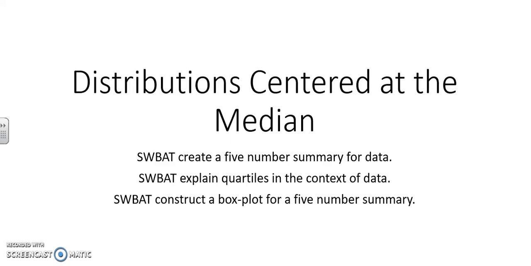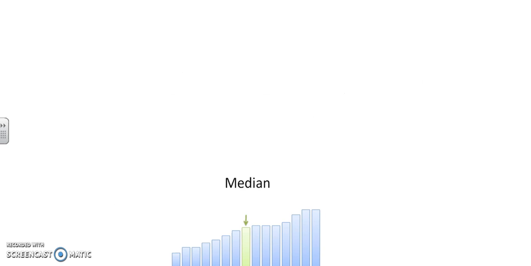Today we will be exploring medians, specifically how to describe a distribution when we consider the center of our distribution to be the median. We have 3 learning objectives, so stay with me. Students will be able to create a 5-number summary for data. Students will be able to explain quartiles in the context of data, and students will be able to construct a box plot for a 5-number summary.